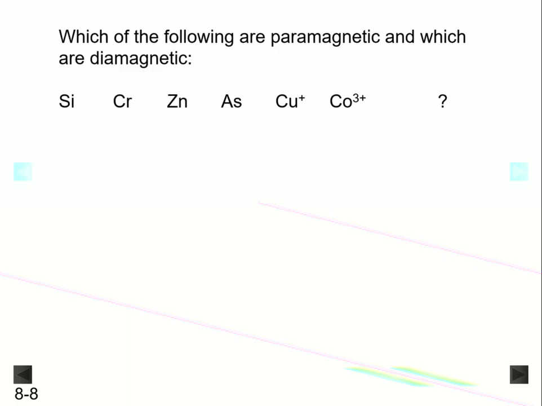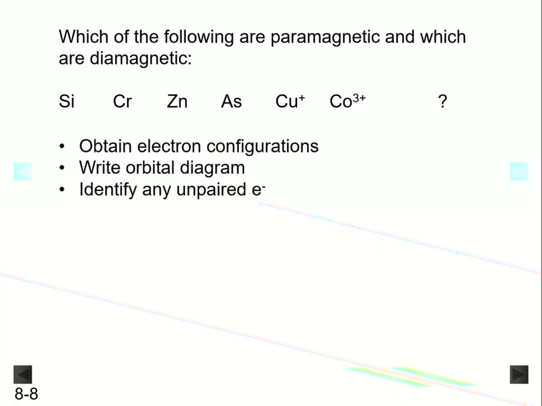So we'll start off, which of the following are paramagnetic and which of the following are diamagnetic? We have some atoms and some ions. So the things we'll need to do, we need to write an electron configuration, and then based on the electron configuration, we can begin to look at paramagnetic versus diamagnetic.